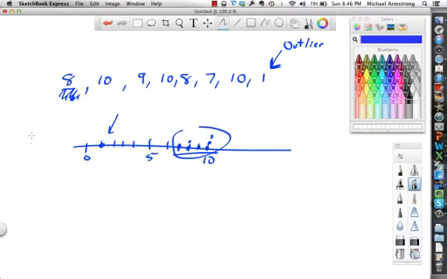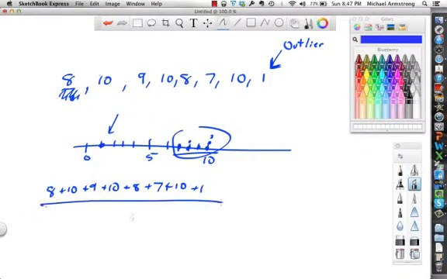If we go ahead and add them up, 8 plus 10 plus 9 plus 10 plus 8 plus 7 plus 10 plus 1. Now there's 1, 2, 3, 4, 5, 6, 7, 8. There's 8 numbers. And then if I add them up, it's 10, there's 30, 45, 60, there's 61. 61 over 8. So 61 divided by 8 is 7.625.